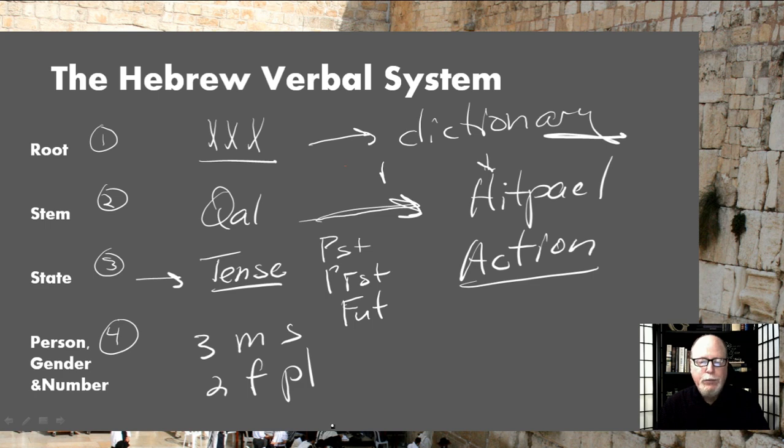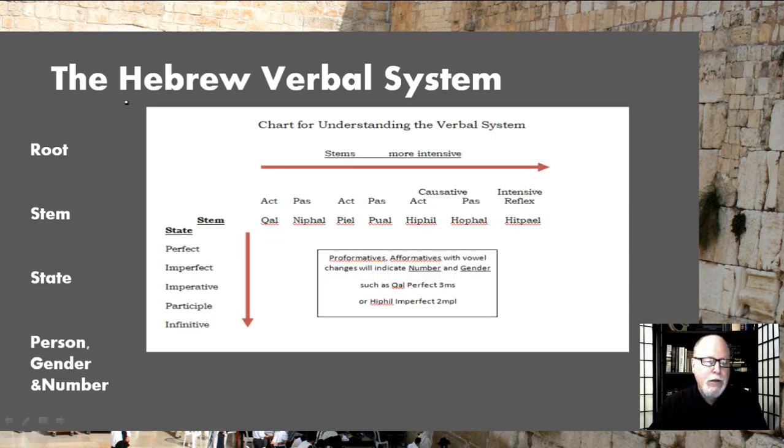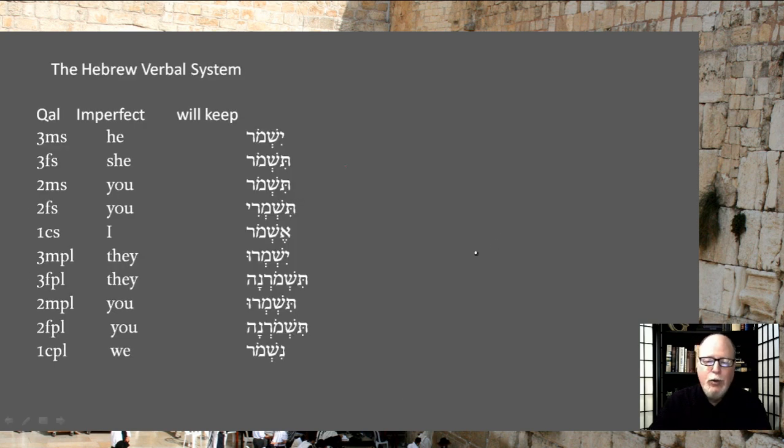This chart is something you're already familiar with, but just to give it to you, just to glance at it, conceptually it helps you put it all together in terms of the movements of the stems from less intensive to more intensive, with causative, intensive, to intensive reflexive. And then, of course, we have on this side the perfect, imperfect, imperative, participle, and the infinitive, the primary ways in which these verbs are then delineated under state. Then the box in the middle, of course, just reminds us about proformatives and affirmatives and vowel changes and how that designates the number and the gender, as well as the stem and the state.